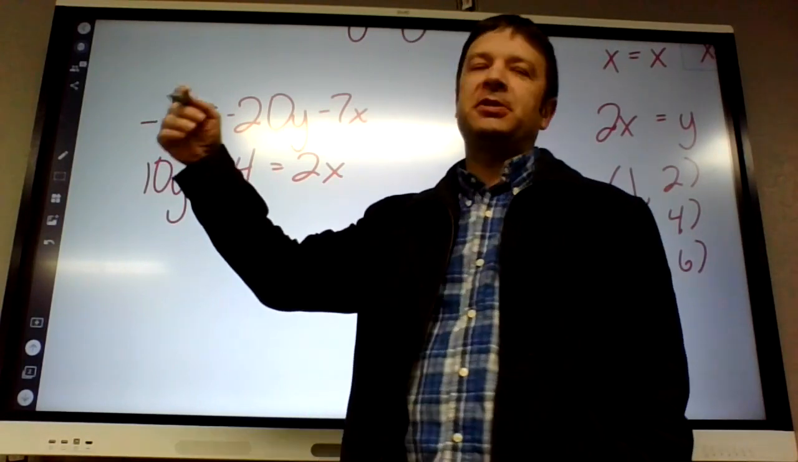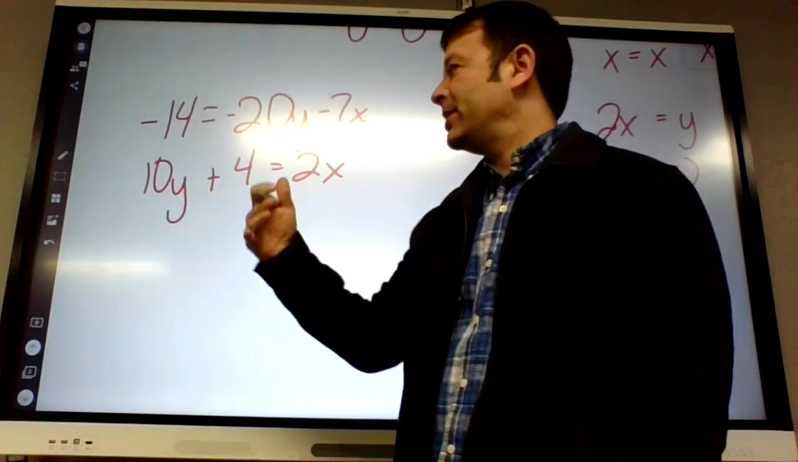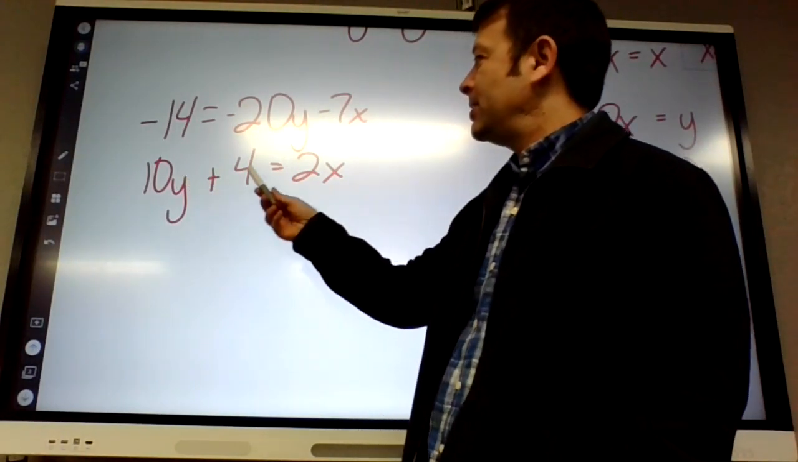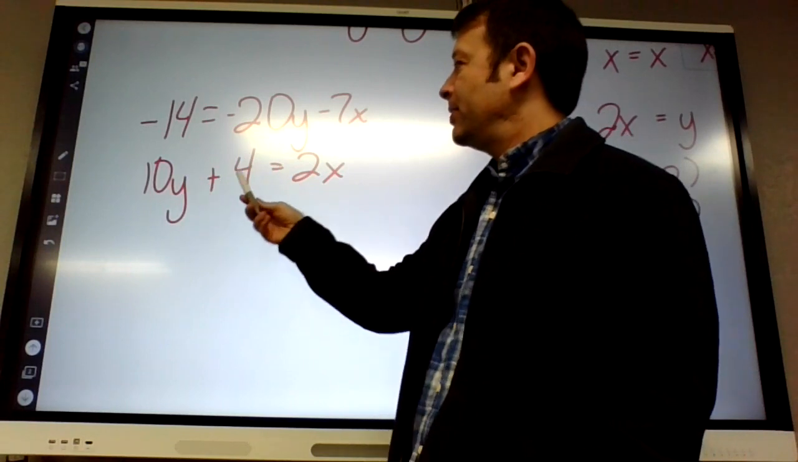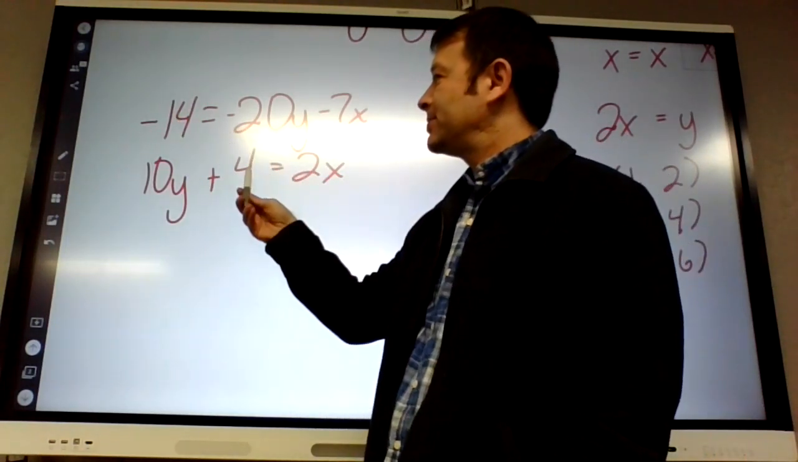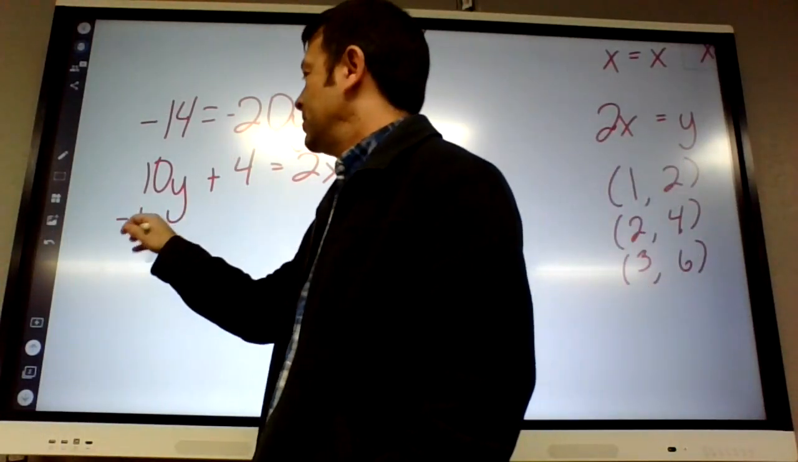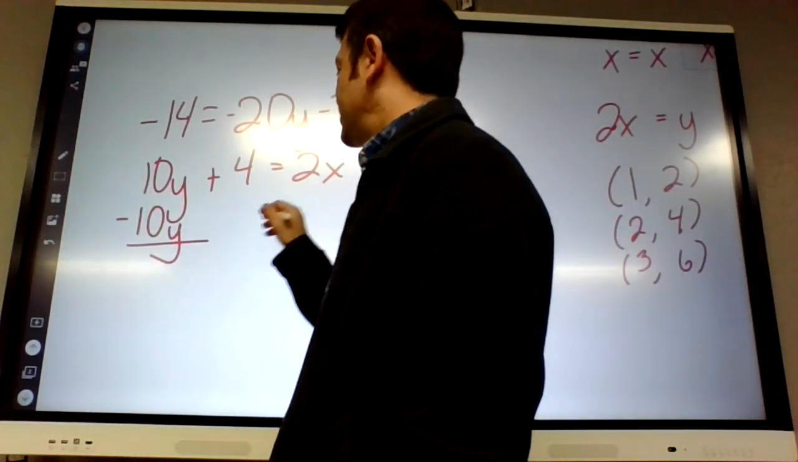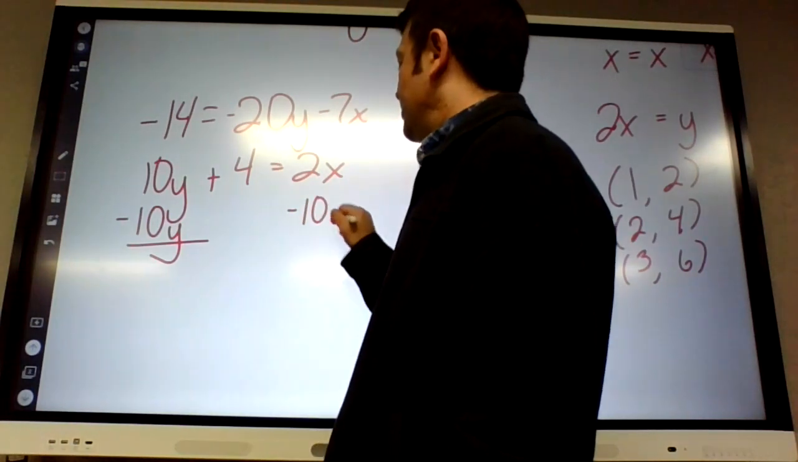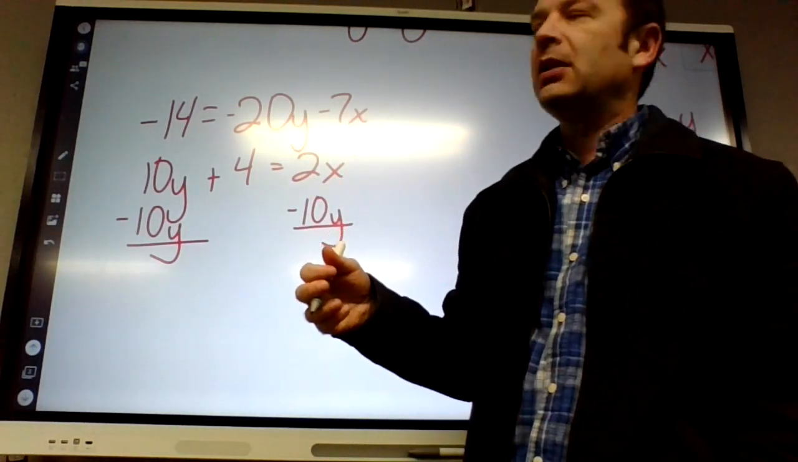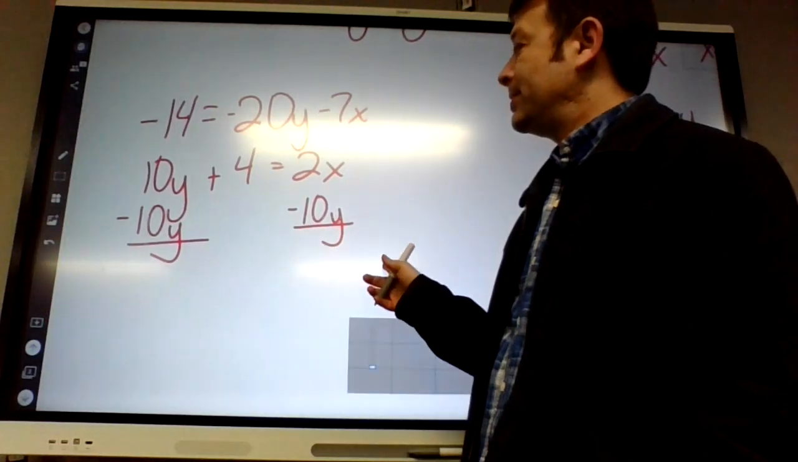We want them just to match somehow, and you can do it different ways. If I minus the 10y over here, that would leave my two constants on the left and the y's and x's on the right. You guys see what I'm saying? If I minus the 10y to the right, it would look a lot more like the top. So the x's and y's would be on the same side.